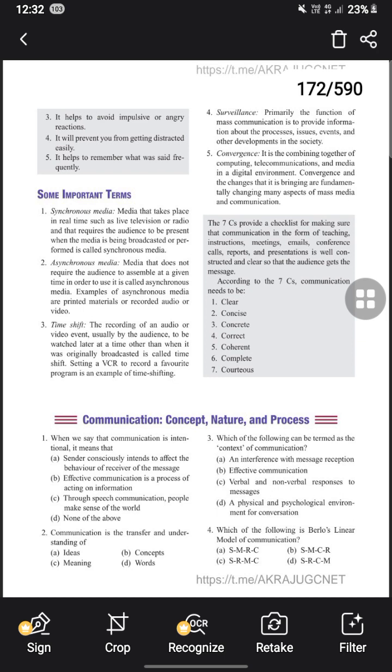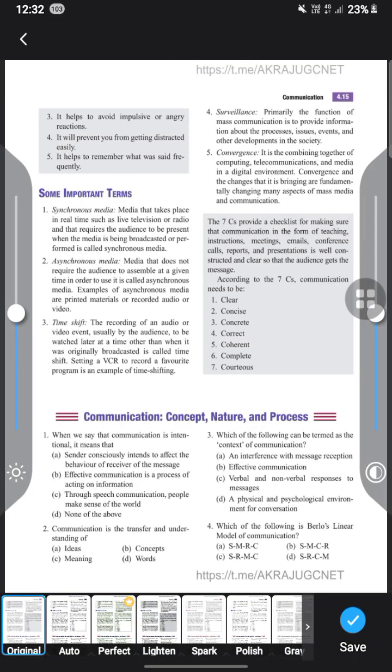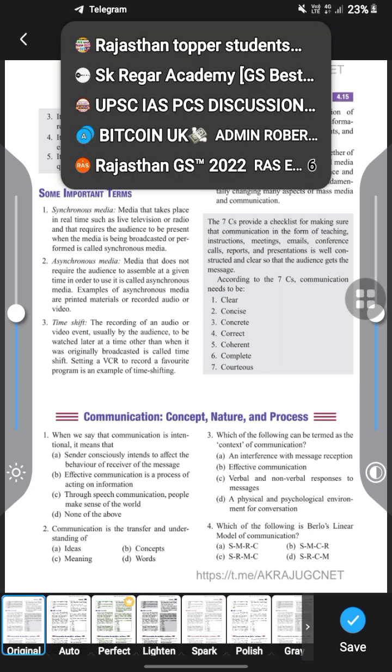Okay, we are going to start. When we say that communication is intentional, what does it mean? It means the sender consciously intends to affect the behavior of the receiver of the message. Communication is a transparent understanding of what was meant.